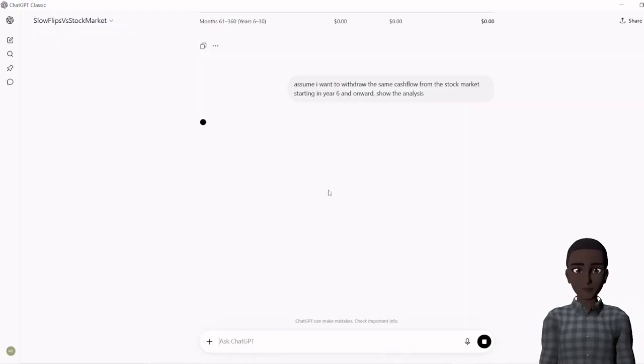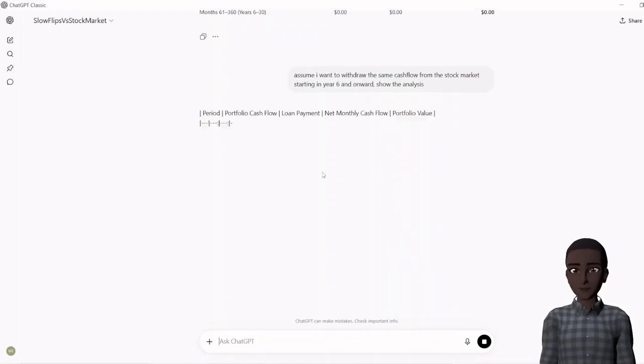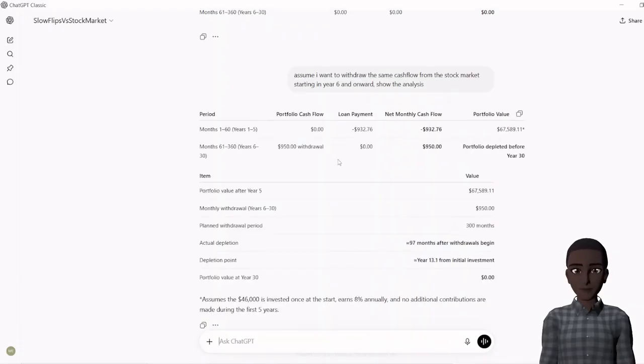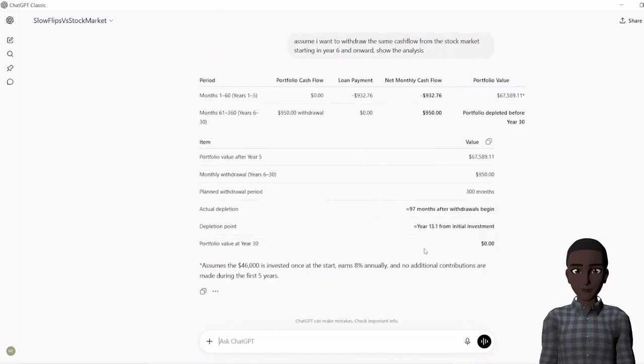And this is where the slow flip strategy has some merit. So we'll look at this here. So you'll see what this is showing us is that, as we know, for the first 5 years, there's no money coming out. But then starting in year 6, let's say we were doing the same kind of withdrawal, a monthly withdrawal of $950 per month, which is what the slow flip cash flow strategy is producing for us. This is telling us that we would actually no longer be able to withdraw after year 13.